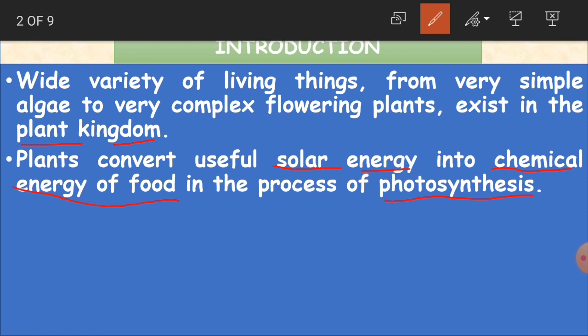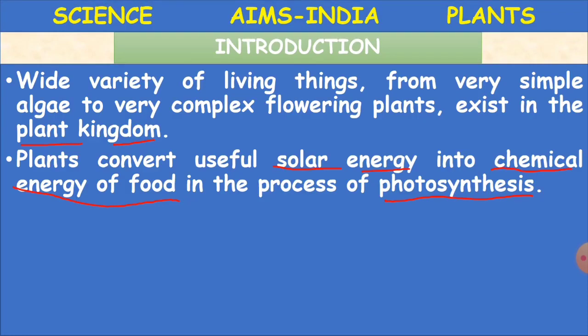We have learned in earlier classes that when the photosynthesis process is going on, sugar and oxygen are released. That is nothing but chemical energy, which we can take as carbohydrates, like fruits, some seeds and pulses, all of which come under carbohydrates. So plants convert useful solar energy into chemical energy of food in the process of photosynthesis. This is one big advantage we get from plants.